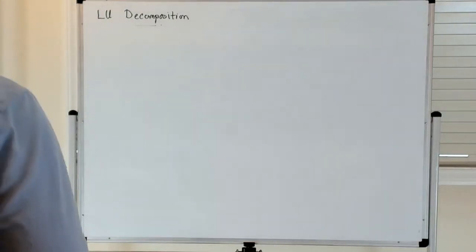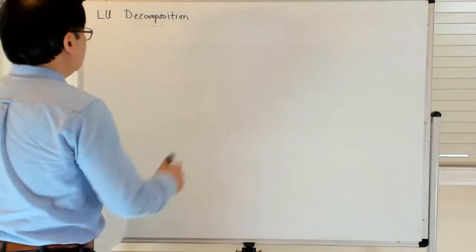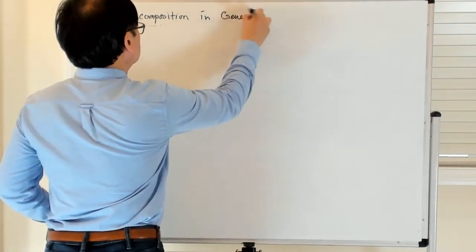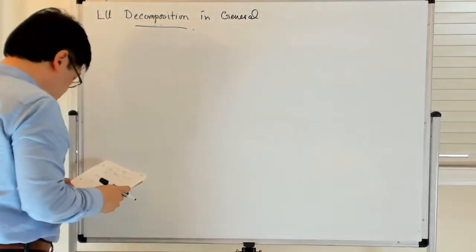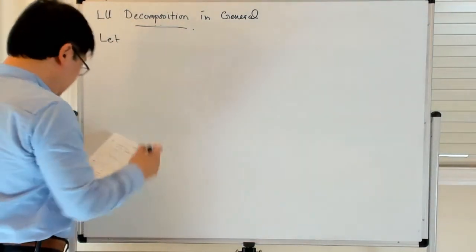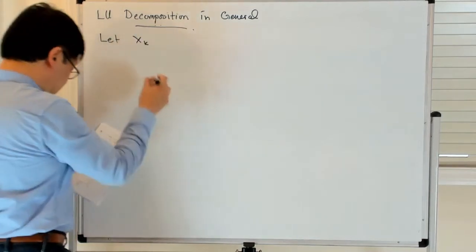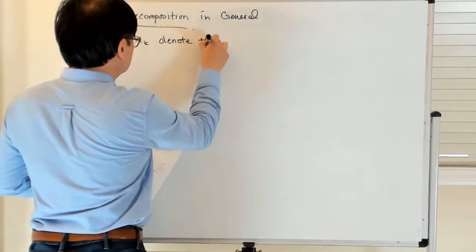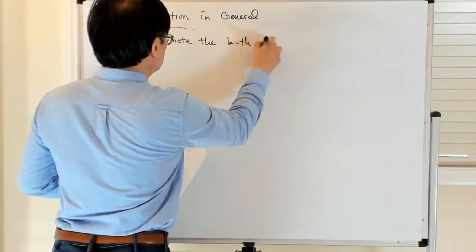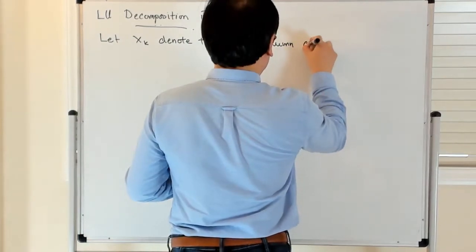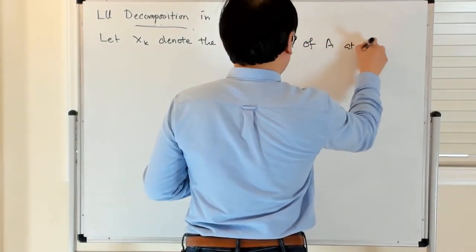All right, so now let me talk about LU decomposition in general. Let me set up some notation. Let xk denote the kth column of A at step k.